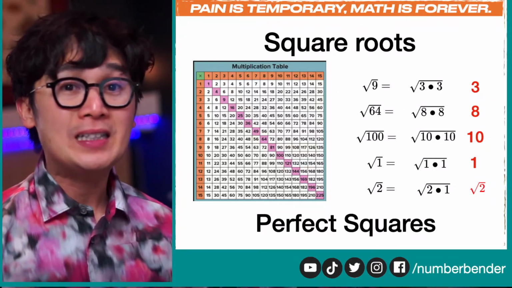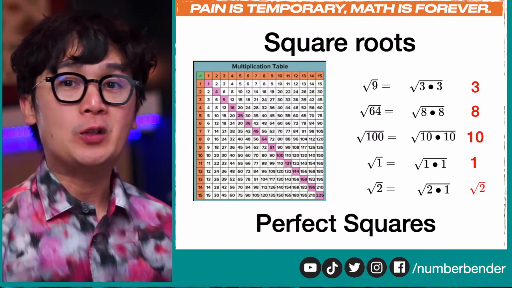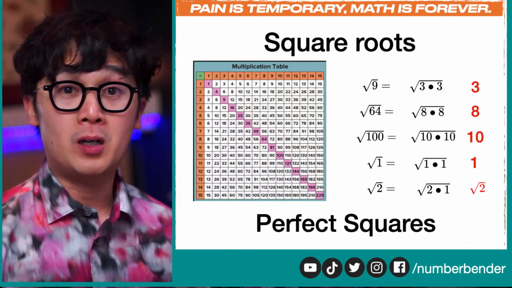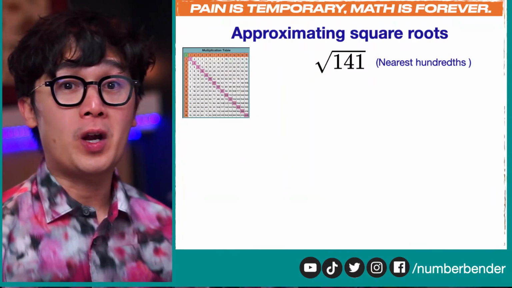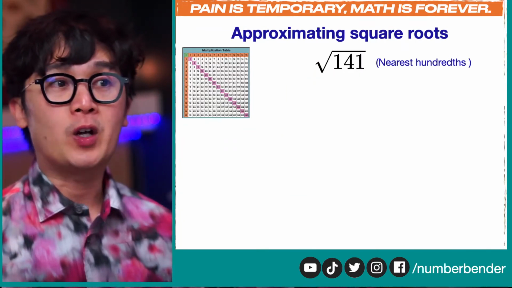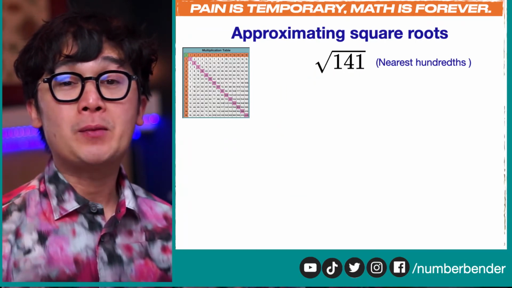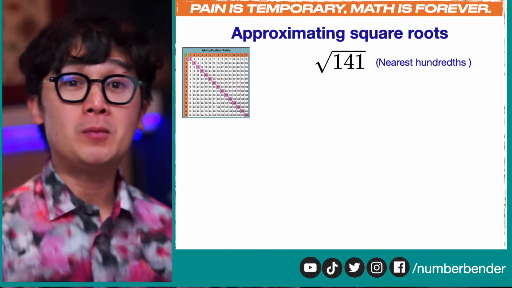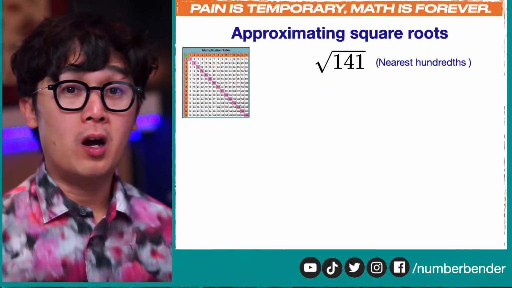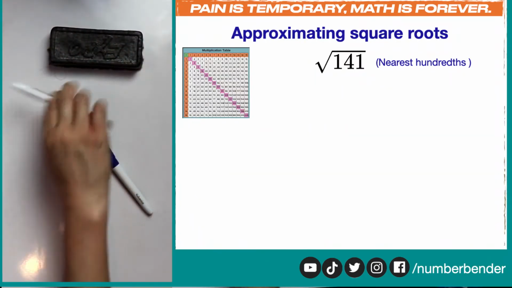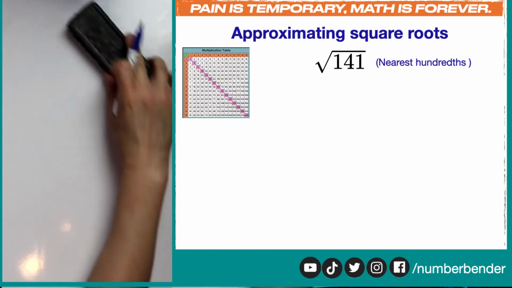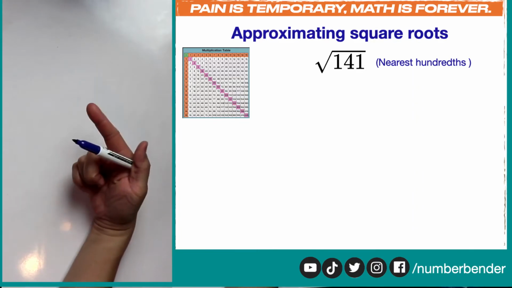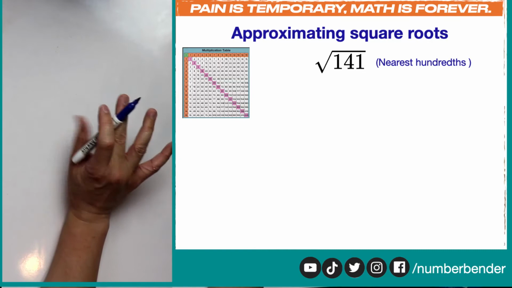So let's see what technique we can use to find the estimated value of the square root of a number that is not a perfect square, like square root of 141. We're going to find its estimated value to the nearest hundredths, so that means 2 decimal places after our whole number. So let's start with our technique. This is one technique that you can use to estimate the value of the square root of this irregular number without using our calculator.